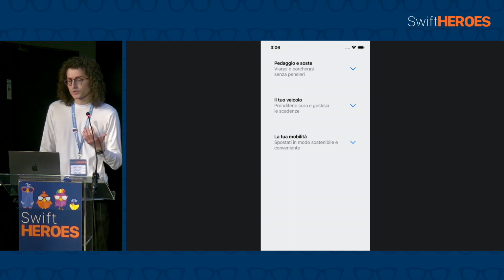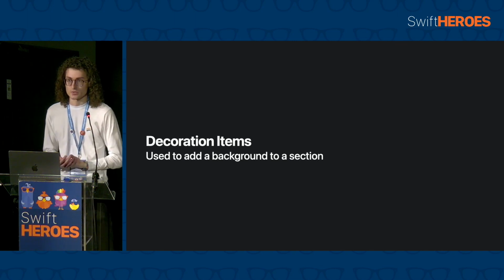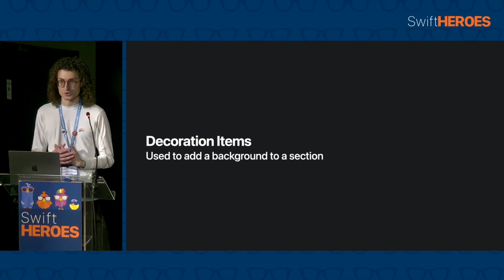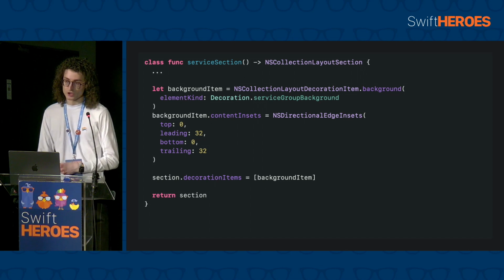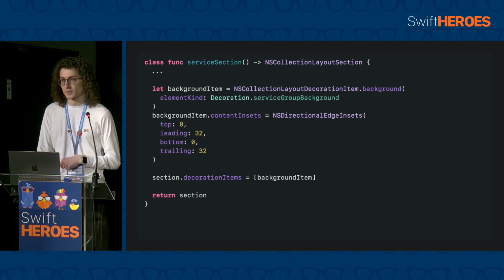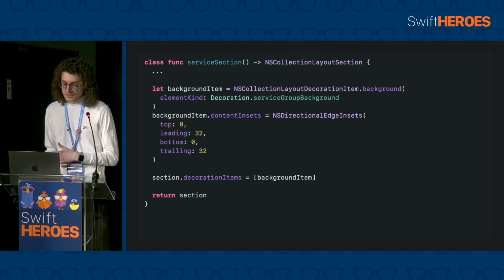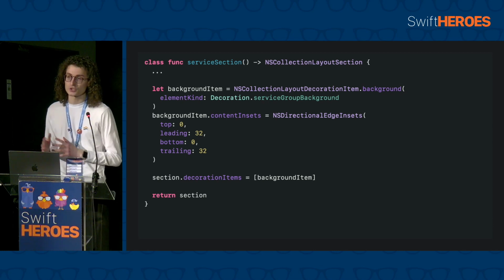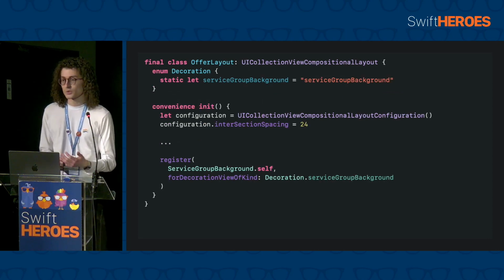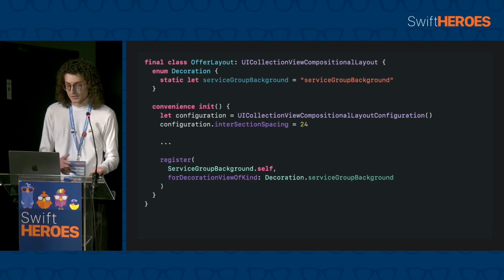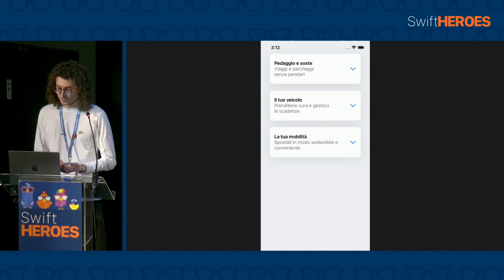So now we also want to add a background to our sections. And to do that, we can use decoration items, which are used to add backgrounds to sections in Compositional Layout. So we'll create an NSCollectionLayoutDecorationItem instance by using the background initializer method. And we will also need to specify an element kind identifier. We'll modify the content instance of our item and then add it to the decoration items array of our section. But of course, we also need to register this view and assign it to an identifier. And we can finally display a background on our sections.